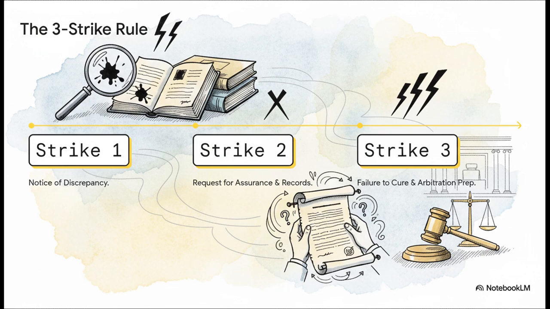Strike 1, you identify the discrepancy and send a notice. Strike 2, you escalate, formally requesting assurance and records. Strike 3, if they fail to cure the issue, you prepare for arbitration. It meticulously documents that you exhausted every possible option to clarify the accounting before you ever sought a formal remedy.